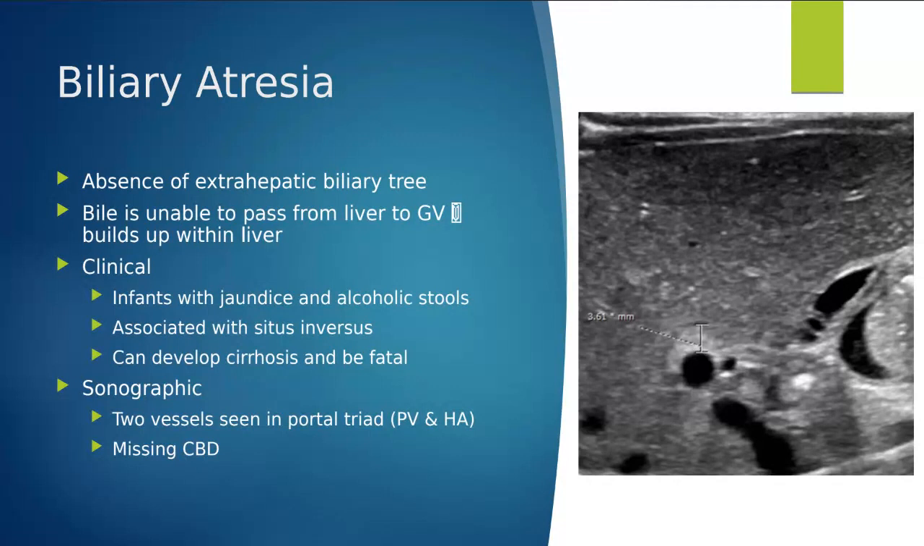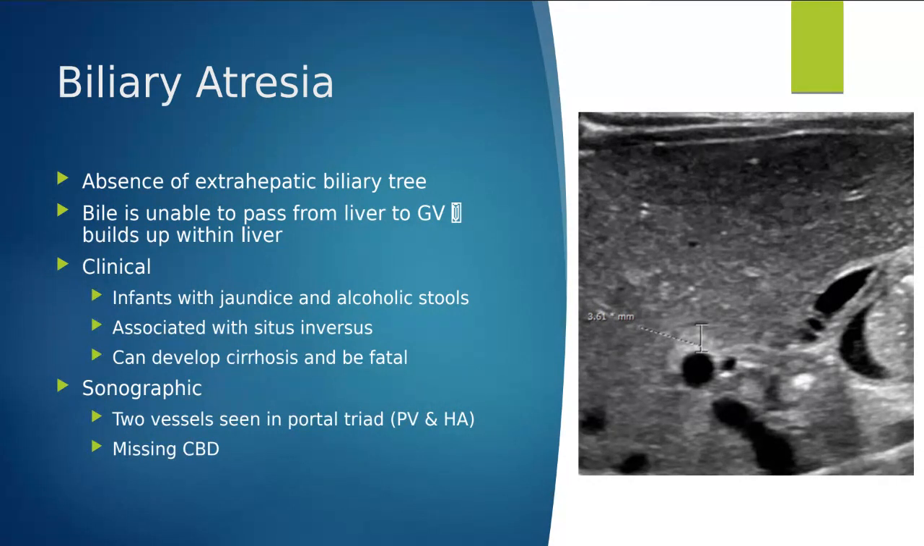This means that the bile is going to be unable to pass from the liver, that should say, to the gallbladder. So therefore the bile is going to start to build up within the liver, and that's going to have an effect on that liver tissue and function as well. Clinically, infants are going to present with jaundice and acholic stools, and that's because that liver is now trying to process all of that excessive bile.